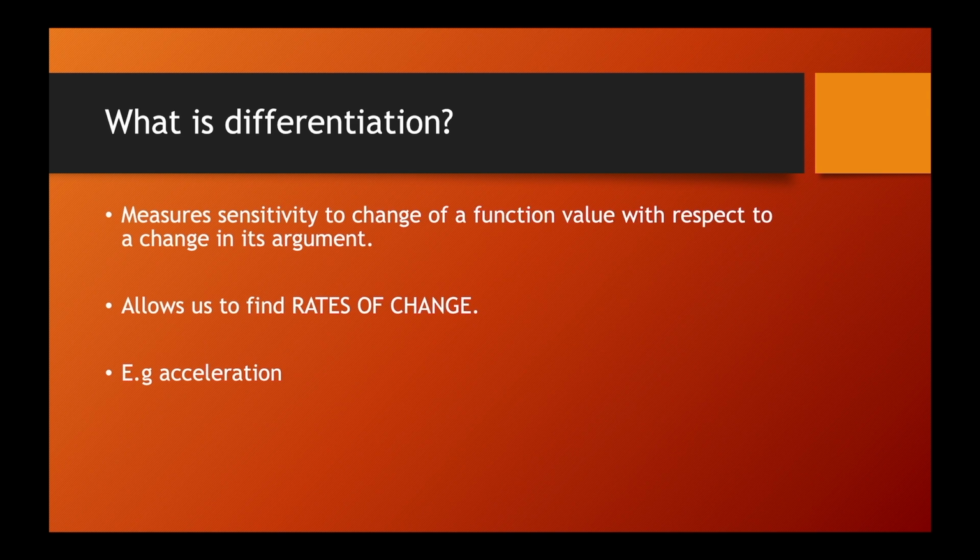Well, differentiation is used to measure sensitivity to change of a function value with respect to a change in its argument. In other words, it allows us to find rates of change, and an example of this is acceleration, which is a rate of change, and the way we calculate that is by taking the change of velocity against time to find the rate of change, which is acceleration.